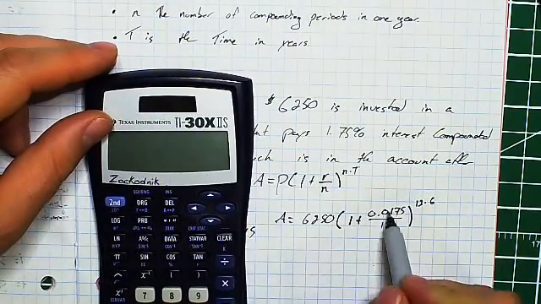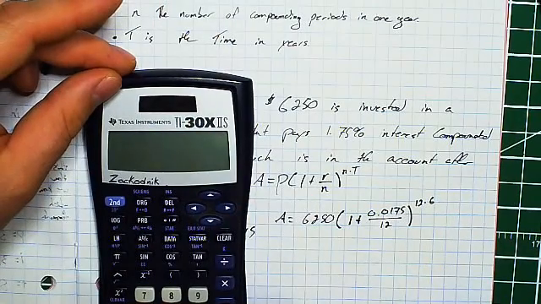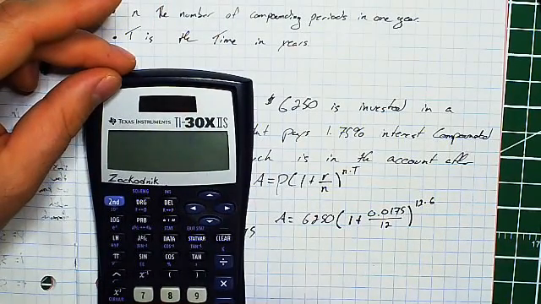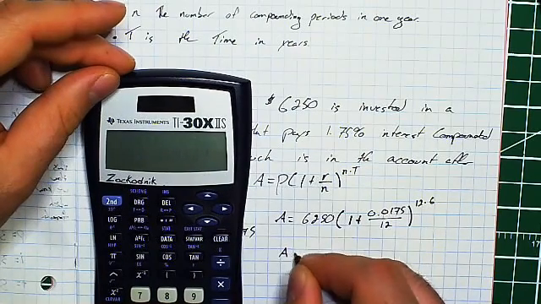Again, following BEDMAS rules. I'm going to go inside my brackets first. I'm going to divide before I add. So 0.0175 divided by 12 plus 1.